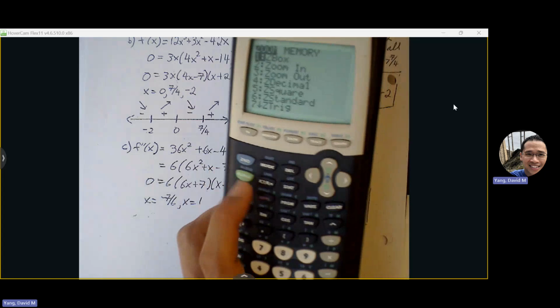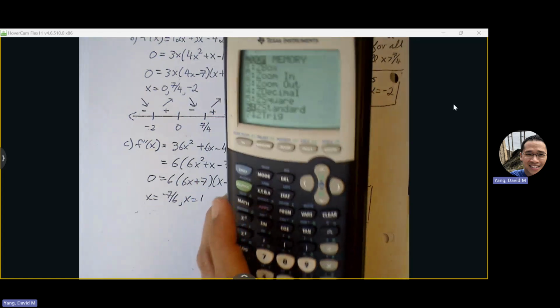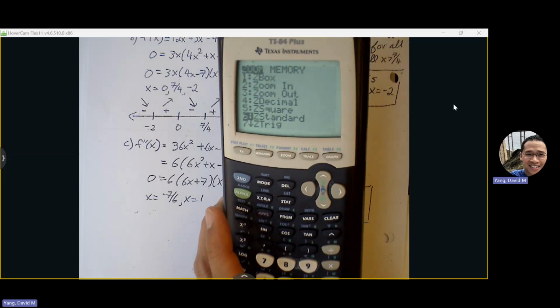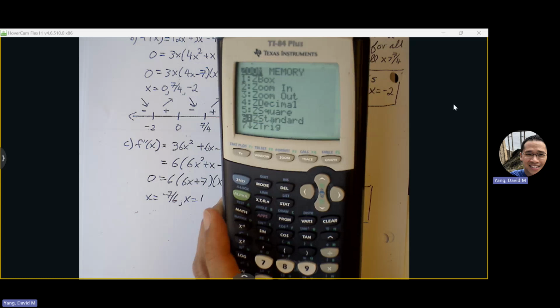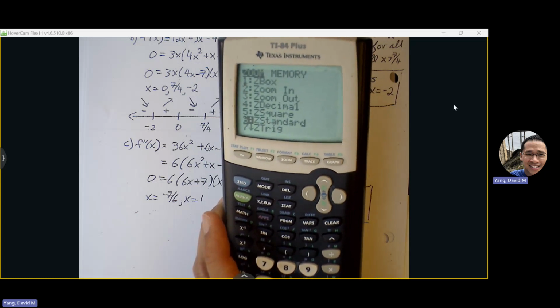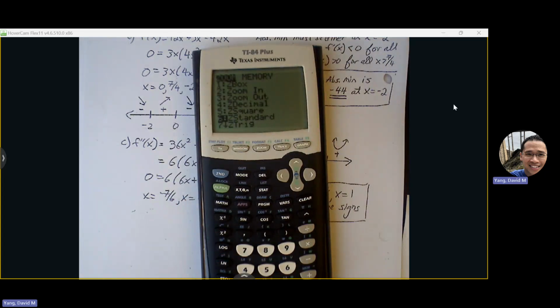I like to do zoom 6 as a way to get my graph to show me something. If I do a standard window, that just means it's going to stretch as far left as x equals -10, as far right as +10, as far down as -10. So if you do standard, it's basically going to give you a window where your furthest x value is -10 to +10, and the y value is from -10 to 10.